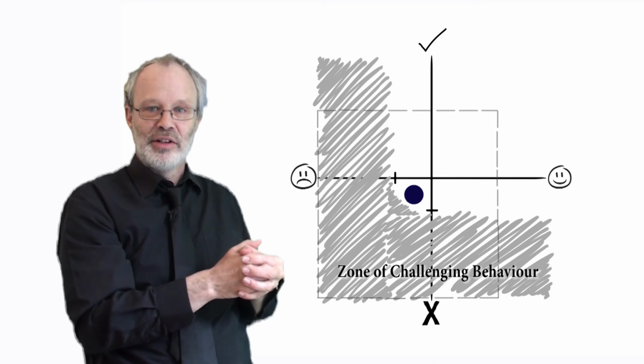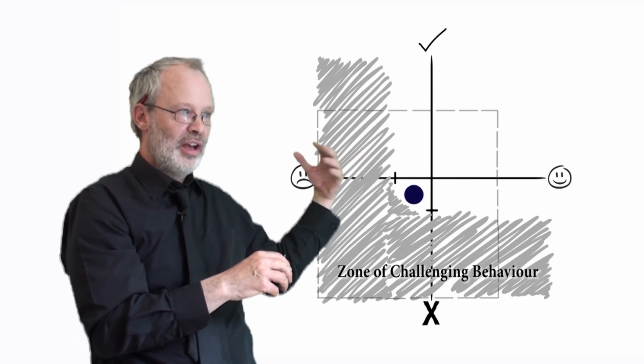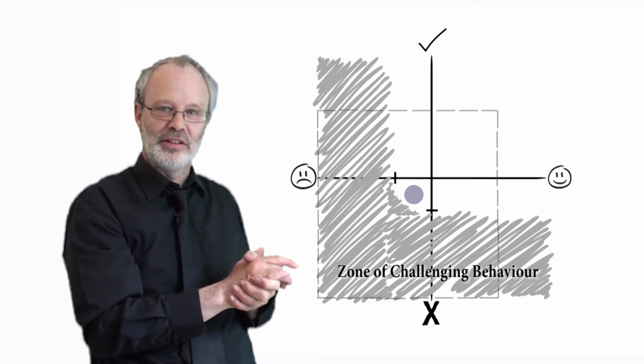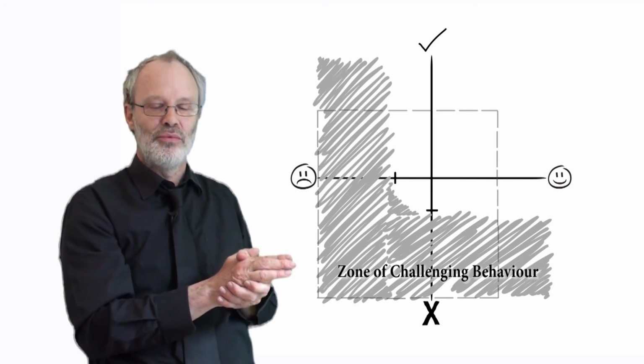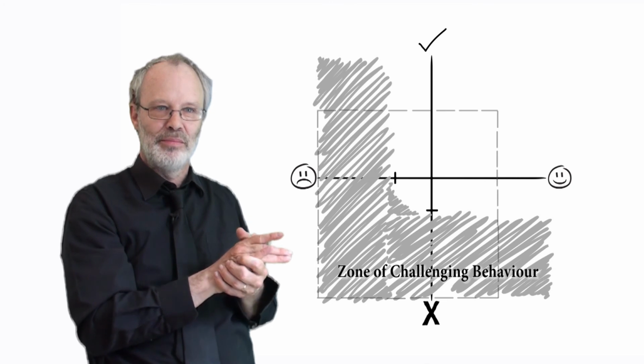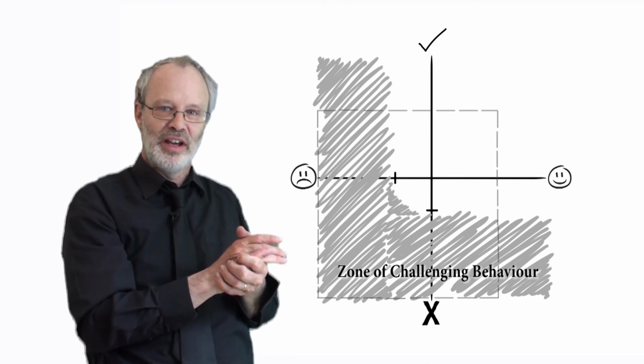So that's the dimensional model. It illustrates better ways of understanding challenging behaviour and the rationale for why we need an intervention plan with proactive strategies and reactive strategies.